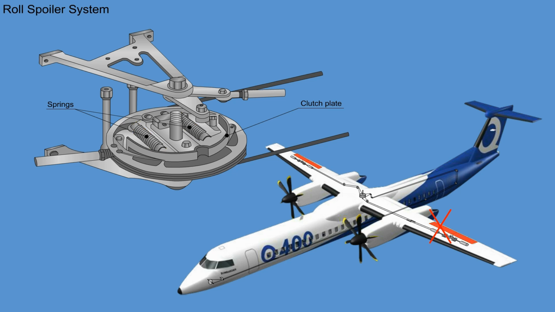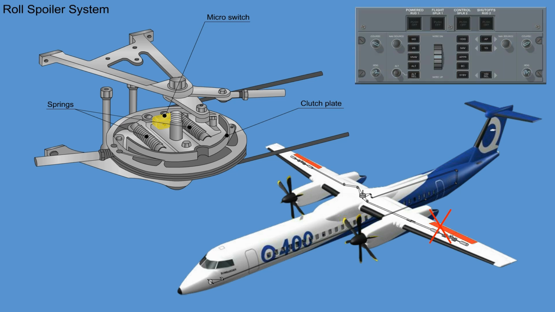The depressed plate will actuate a micro switch which will illuminate the roll spoiler's push-off switch light. Pressing the switch removes pressure from the appropriate system. The second spoiler has the same system installed on the underside of the spoiler clutch.